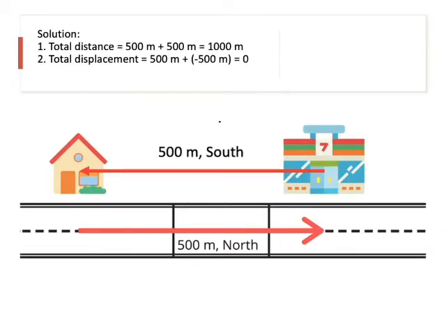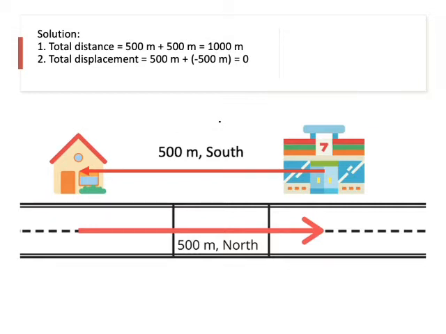To determine the total distance, we simply add the distance traveled by Jervin from his house to the store, which is 500 meters, and the distance from 7-Eleven back to his house, which is another 500 meters. And so 500 meters plus 500 meters, we get a total distance of 1,000 meters.